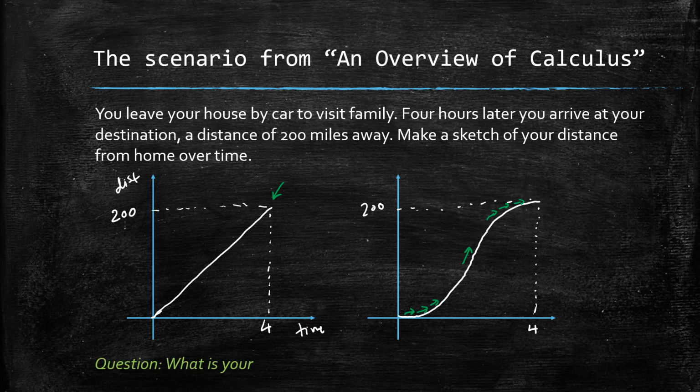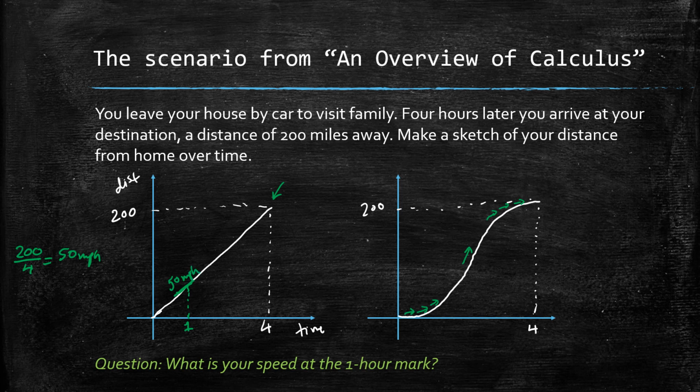So the question I ask then is, what is your speed at the 1 hour mark? If you come into the first diagram, then the speed at the 1 hour mark is very easy to work out because you know that your overall speed, let's see, you traveled 200 miles in 4 hours, and that works out to be 50 miles an hour. So your speed at this point here is the same, 50 miles an hour.